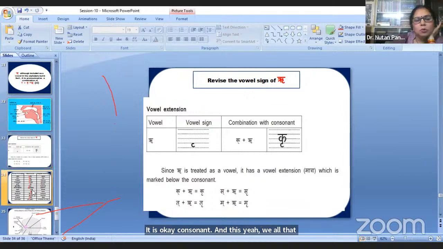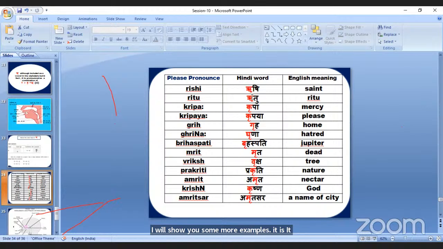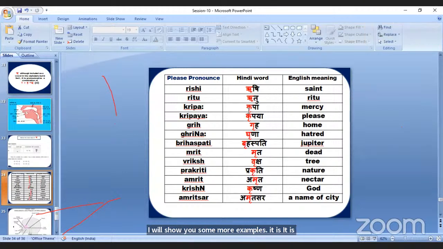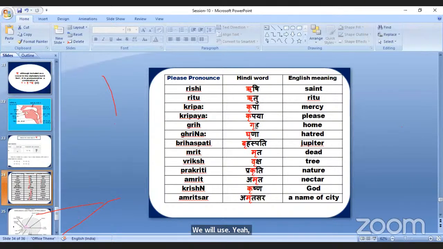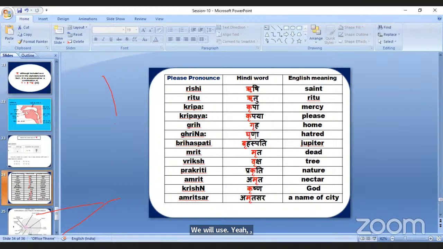I will show you some more examples. Ritu, a vowel by itself, but when joined, the matra of ri joins with the consonant. Kripa. Kripaya means please. When I say please mute yourself or unmute yourself, we use kripaya. Griha. Griha means home. Ghrina. Ghrina is hatred.